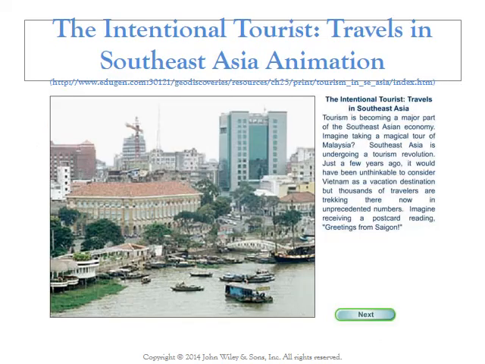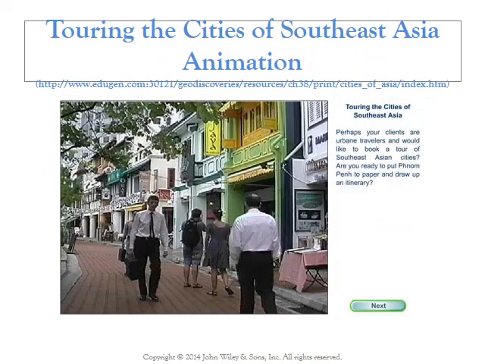Okay, this is a nice little animation which gives you the chance to play a game and identify the different countries in Southeast Asia. This activity is not only a map matching activity where you get a chance to place several major cities in Southeast Asia on the map, but you also get a chance to match the names with different pictures of the cities.